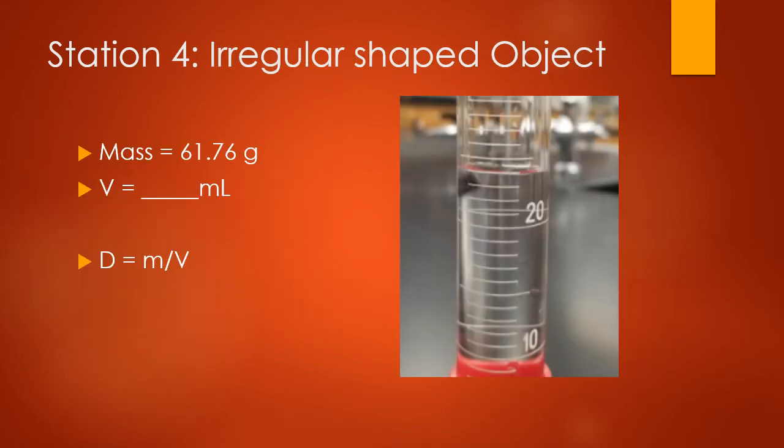Now let's look at the data collected. The mass of that irregularly shaped object when put on the scale was 61.76 grams. Now to figure out the volume, you'll notice in your lab manual it says volume of water displaced, and then it has V is equal to. What's going to go there is the volume that you're reading from this graduated cylinder. This is the water that was collected from the spout when the irregularly shaped object was placed in the overflow can. You can see the water level right here.